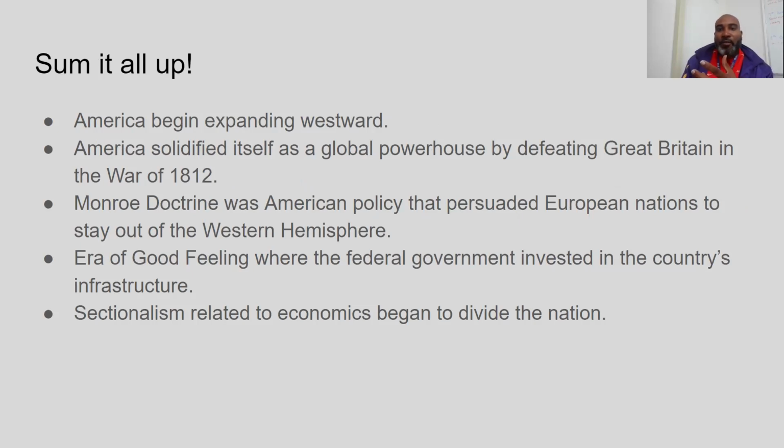America solidified itself as a global powerhouse by defeating Great Britain in the War of 1812. We pushed the Monroe Doctrine, which kept foreign European nations outside of our hemisphere and outside of the situations that were going on in our hemisphere. Also, we had the era of good feelings, where the federal government invested in the country's infrastructure and it's viewed as a good time. And then you had a growing sense of sectionalism, which was related to economics as well as slavery, which began the divide of the nation.